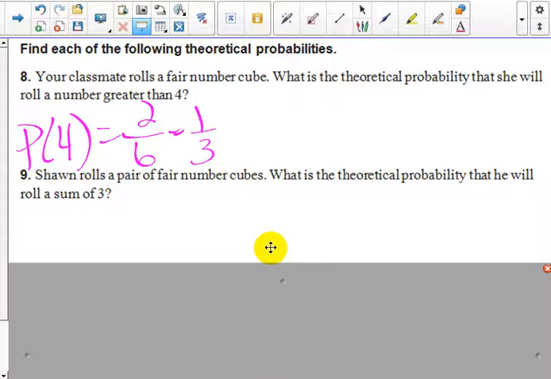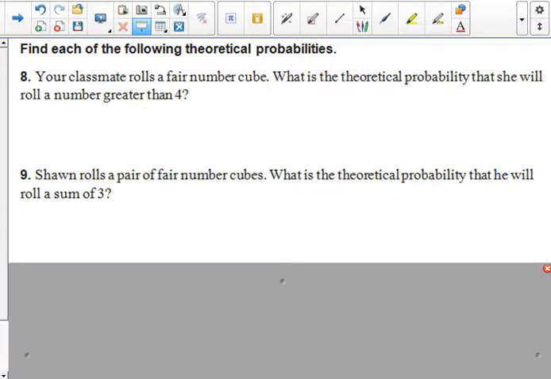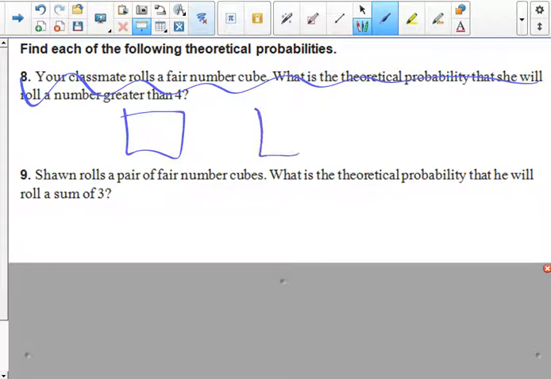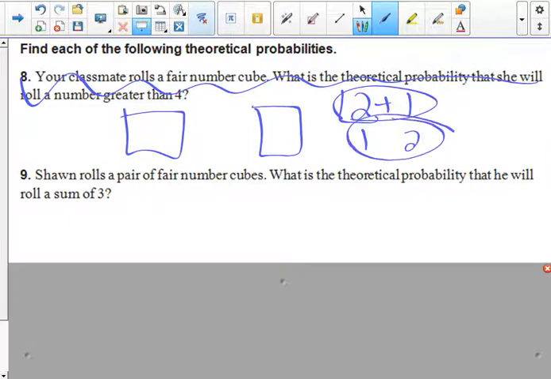Number 9 says Sean rolls a pair of fair number cubes, so she's going to roll 2 dice now. What is the theoretical probability that he will roll a sum of 3? So how many ways can we get a 3? 2 and 1, and we can get a 1 and 2, and that's it, right? So we have 2 ways. Out of how many when we have the 2 dice? What was that number we used? 36.